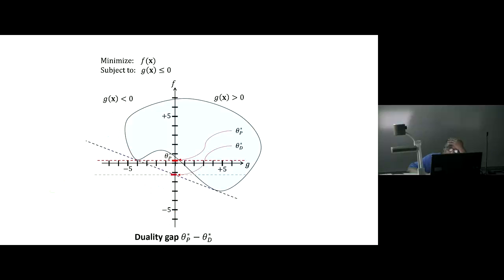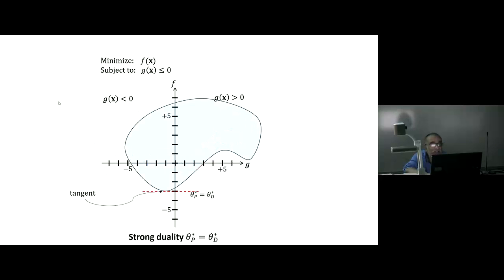Okay, so here we had the duality gap, and it existed, theta p star minus theta d star. But here you see that this is some other f and g, and this is the projection of all the points onto the fg plane. And here, this is both theta d star and theta p star.